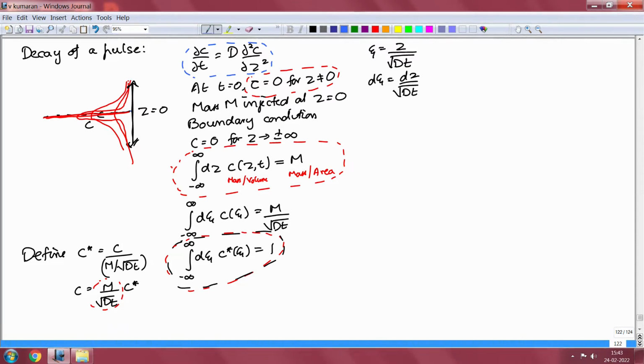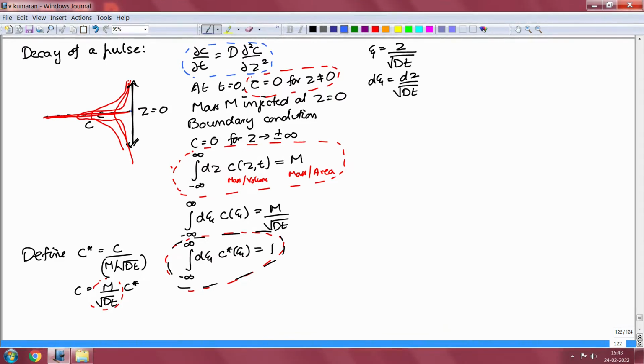At t is equal to 0, we injected a finite mass per unit area in that plane. The concentration was effectively infinity because the finite mass is being injected into an infinitesimal thickness in the z direction. Then we were trying to examine what the concentration profile will be as diffusion takes place and this mass spreads in the z direction.